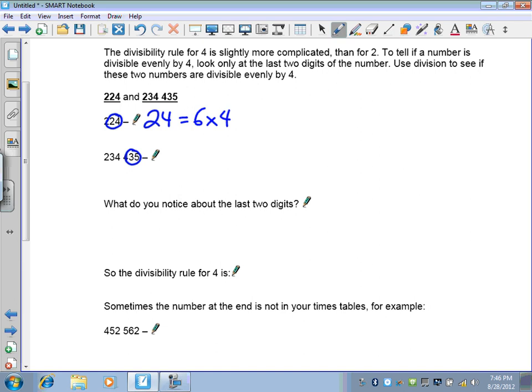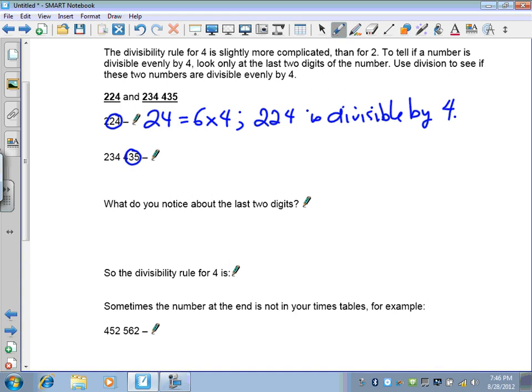So since 24 is in the 4 times tables, we know that 224 is divisible by 4. Taking a look at 35. Does 4 go into 35 evenly? Well, you have to check your times tables.